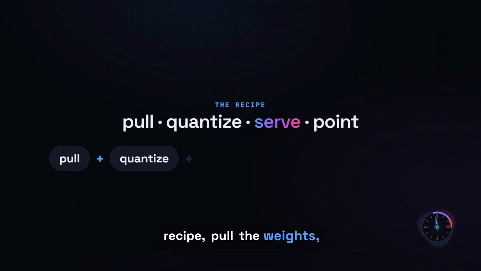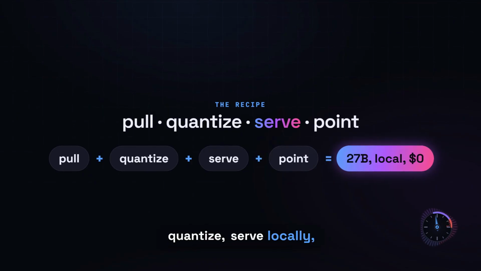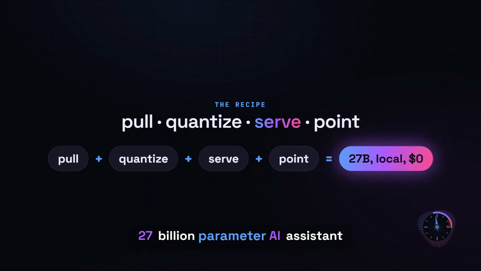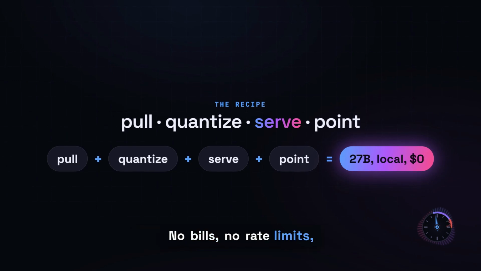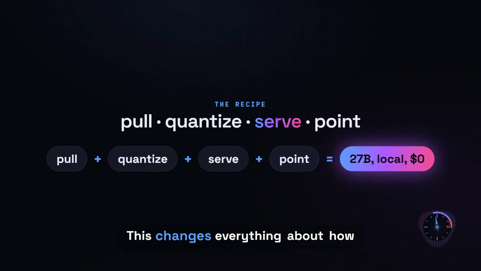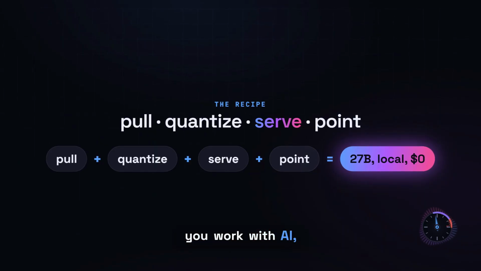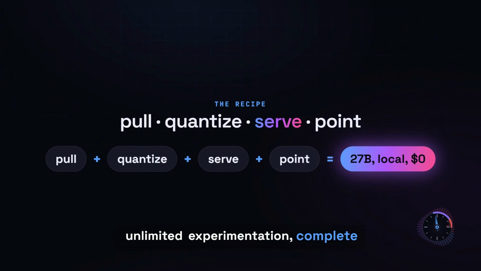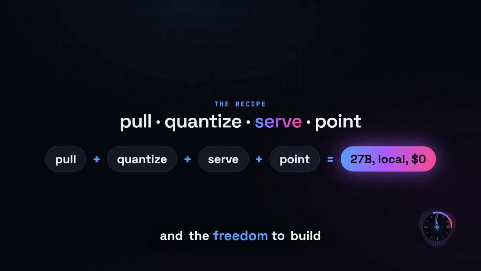Recipe. Pull the weights. Quantize. Serve locally. Point your tools at it. You now have a private 27 billion parameter AI assistant running on your own hardware. No bills, no rate limits, complete data privacy. This changes everything about how you work with AI, unlimited experimentation, complete control over your data, and the freedom to build without worrying about costs or external dependencies.